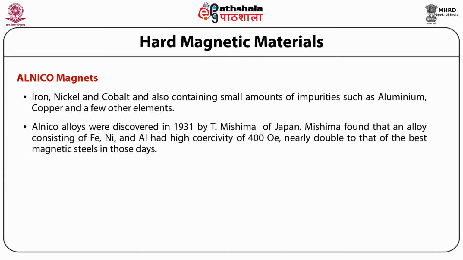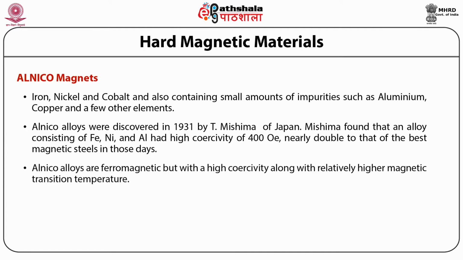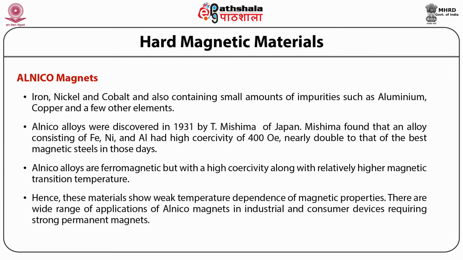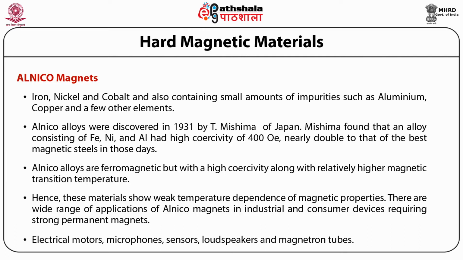It was discovered in 1931 by T. Mishima of Japan. Mishima found that an alloy consisting of iron, nickel, and aluminium had a high coercivity of 400 oersted, which was nearly double that of the best magnetic steels in those days. Alnico alloys are ferromagnetic, with a high coercivity along with a relatively higher magnetic transition temperature. Hence, these materials show weak temperature dependence of magnetic properties. Alnicos have a wide range of applications such as electrical motors, microphones, sensors, loudspeakers, and magnetron tubes.